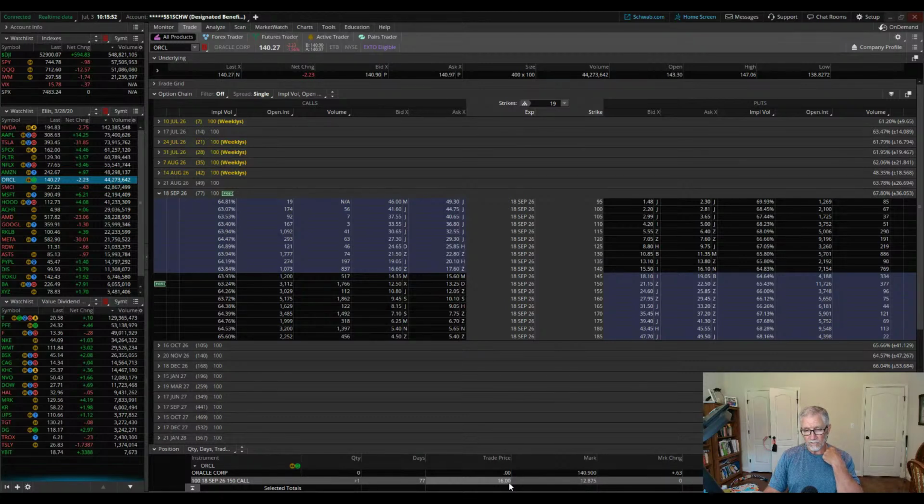Times 100, that means I paid $1,600 for one contract. Yesterday's close, it's worth $12.87. Okay, I'm down $313.16 on paper. Now, do I have time for this option to recapture that? Sure I do. It doesn't expire until September the 18th. Okay, so I have plenty of time.